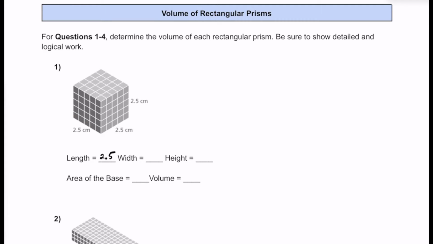So far the base is going to be a square. And if you take a look at the height here, well, the height is also 2.5. So not only is this a right rectangular prism, but it's also a cube. Right, so let's go ahead and see if we can find the area of the base.